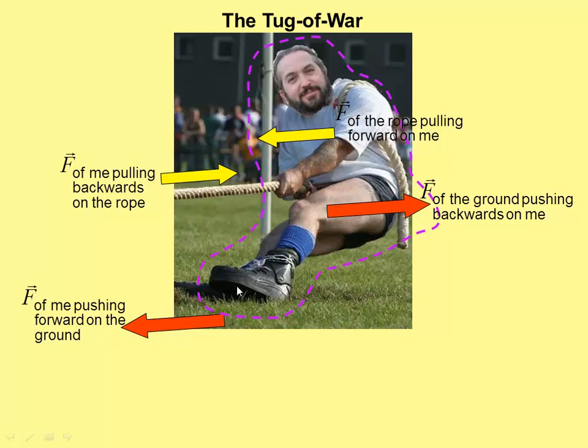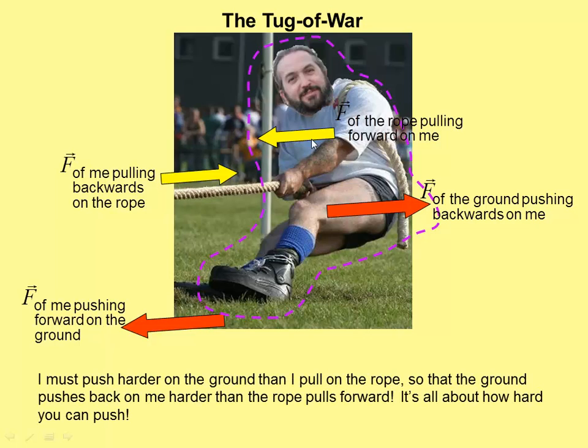If I push harder on the ground than I pull on the rope, then the ground will push harder on me than the rope pulls forward on me, and I'll go backwards. So, in order for me to win the tug of war, I've got to be able to push harder than I pull.